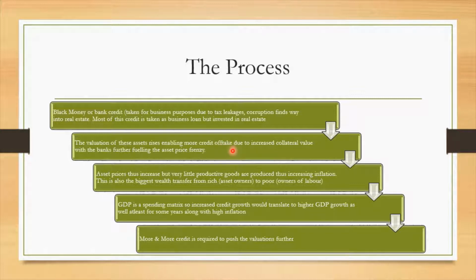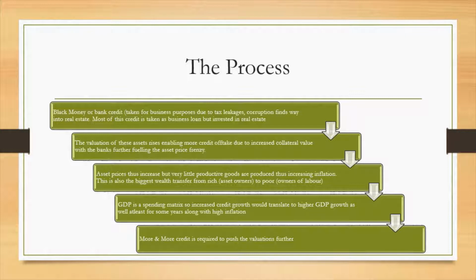So the credit offtake increases further because of the increased collateral value, which means this further fuels asset price frenzy. So if you take more credit, invest more in land, it further fuels asset prices.